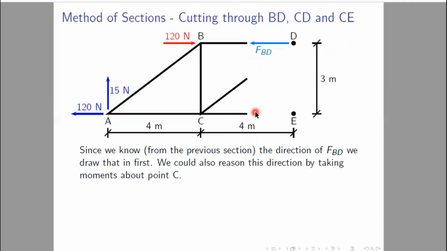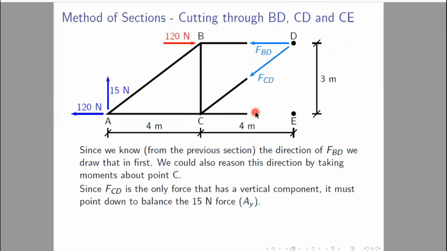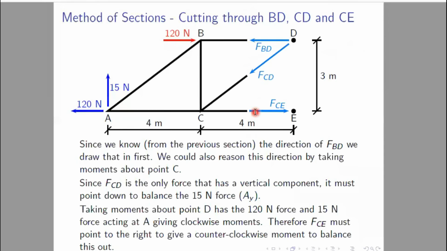So their unknown member forces will be there: FBD is there, unknown member force FCD is there, unknown member force FCE is there. And one thing you must remember, you have to show the points D and E, because you have to show the particular points where these unknown member forces are actually going.